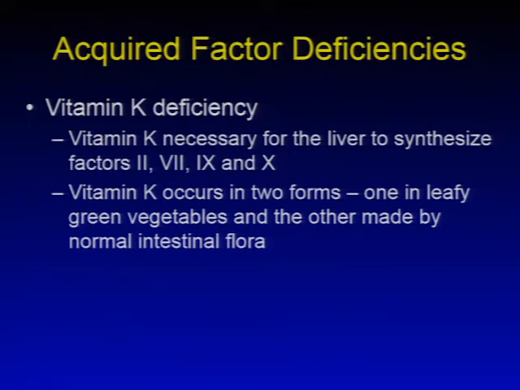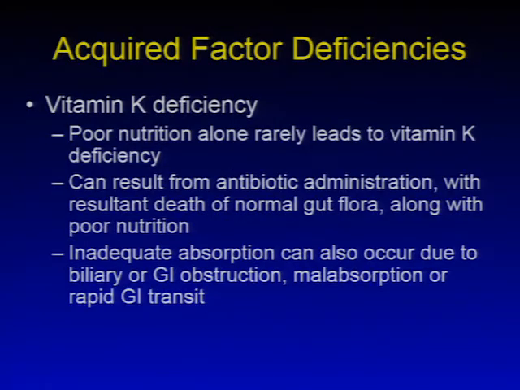Now, acquired factor deficiencies. We can start with vitamin K deficiency. And this is important because vitamin K is necessary for the liver to be able to synthesize factors 2, 7, 9, and 10. It occurs in two forms, leafy green vegetables, and thankfully it's made by our normal intestinal flora. Now this means that normally poor nutrition alone will not result in vitamin K deficiency.